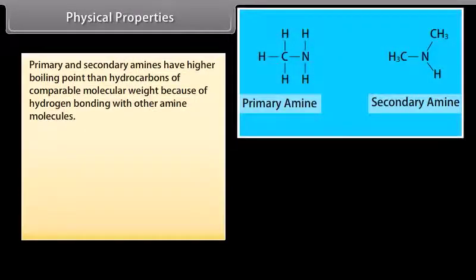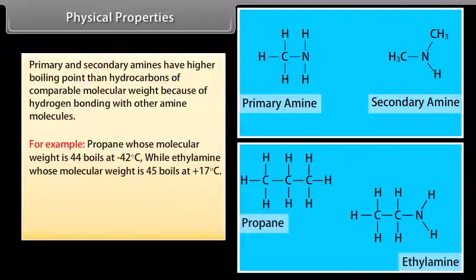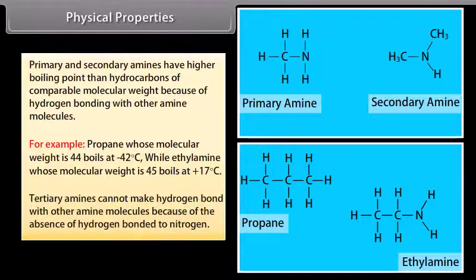Primary and secondary amines have higher boiling points than hydrocarbons of comparable molecular weight because of hydrogen bonding with other amine molecules. For example, propane, whose molecular weight is 44, boils at -42 degrees Celsius, while ethylamine, whose molecular weight is 45, boils at +17 degrees Celsius. Tertiary amines cannot make hydrogen bonds with other amine molecules because of the absence of hydrogen bonded to nitrogen.